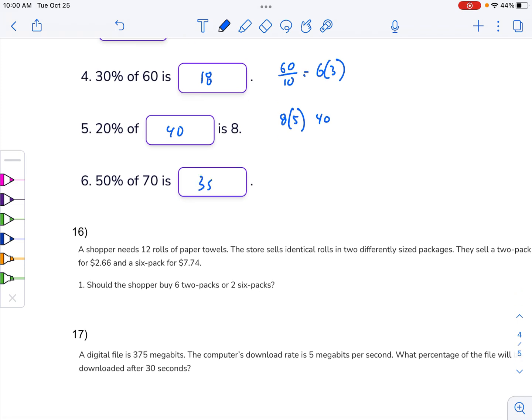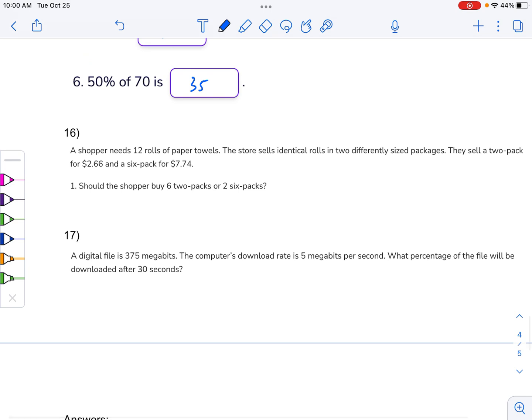50% of 70. Oh, it's just half of it, which is 35. There you go. Nice. Good job.